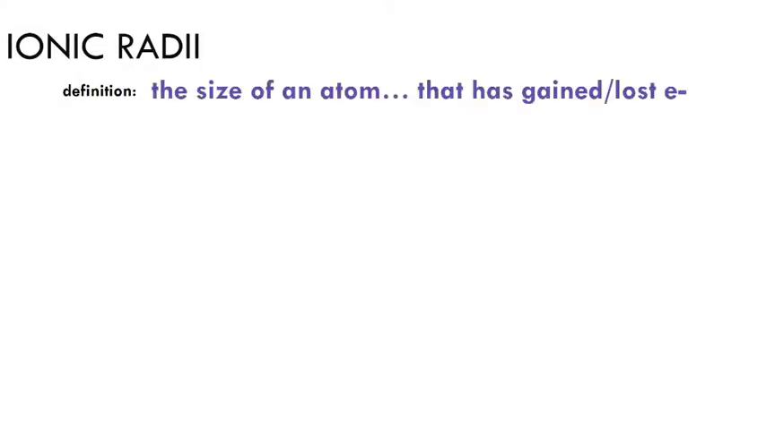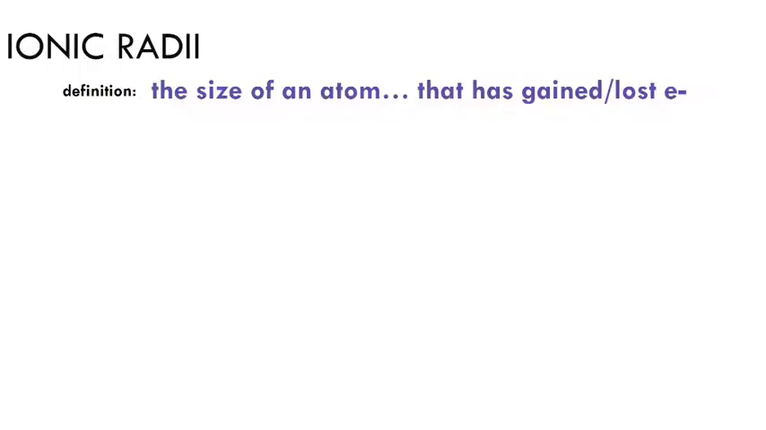ionic radii. All this is, remember, ions are just atoms that have gained or lost electrons. So atomic radii and ionic radii are almost the same thing. So we're going to basically take that atomic radii definition and change it a little bit. Since atomic radii is the size of an atom, and ions are just atoms that have gained or lost electrons, ionic radii is the size of an atom that has gained or lost electrons. And depending on whether it gained or lost, it's going to be getting bigger or smaller. That's really all there is to it.